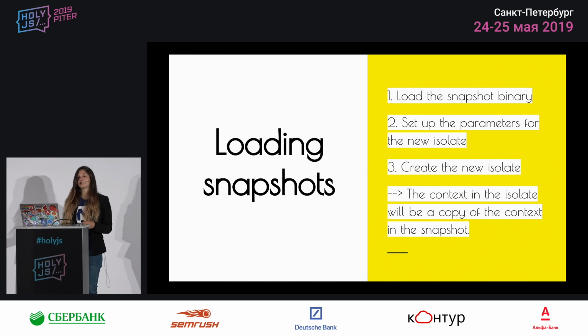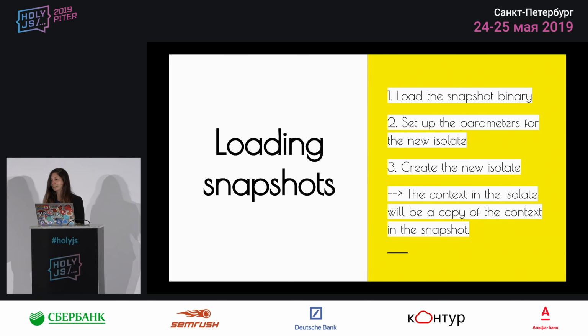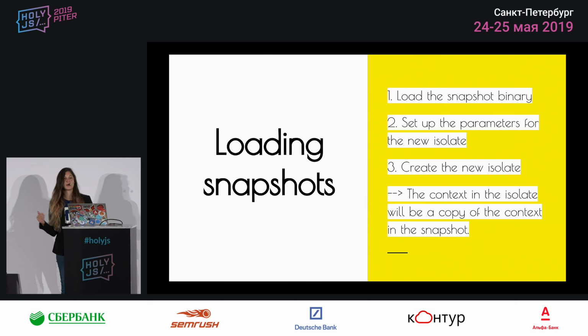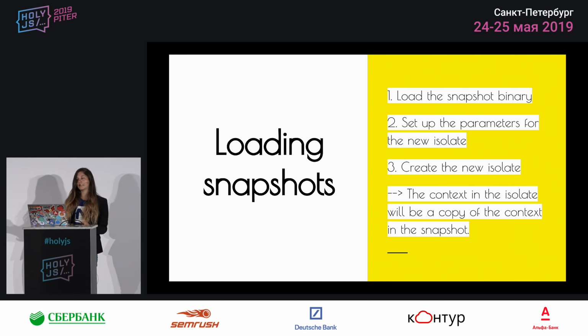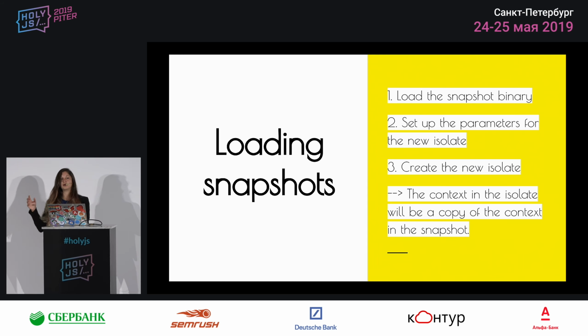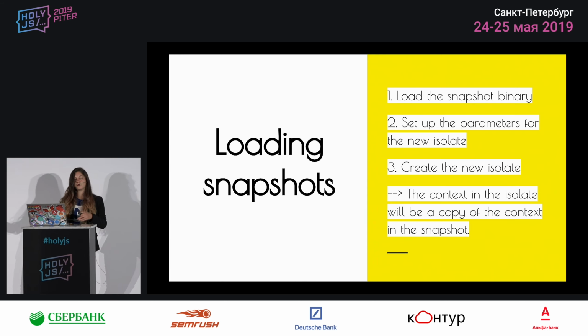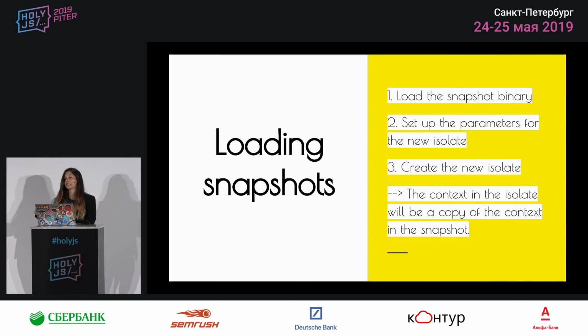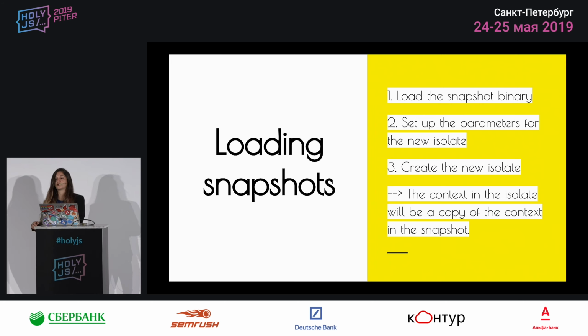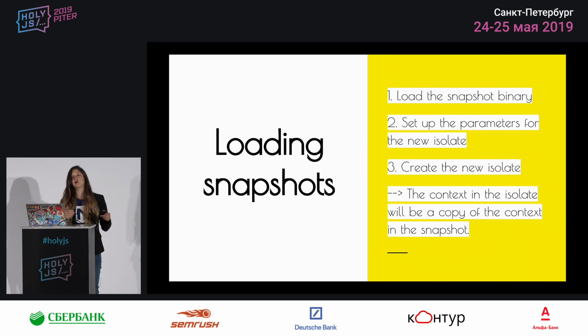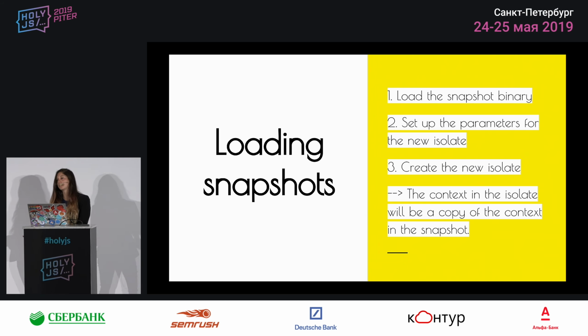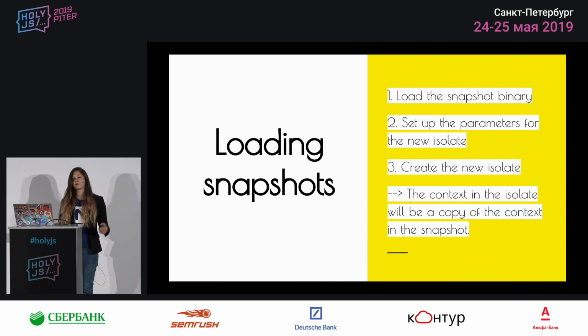Later on, when you start the application on a mobile phone, the NativeScript runtime loads the snapshot binary. It creates a new isolate, and this isolate is set up in a way that the context is the same as the context that was saved in the snapshot binary. This means that we can skip executing the vendor.js file, the file that contains all the Node modules.